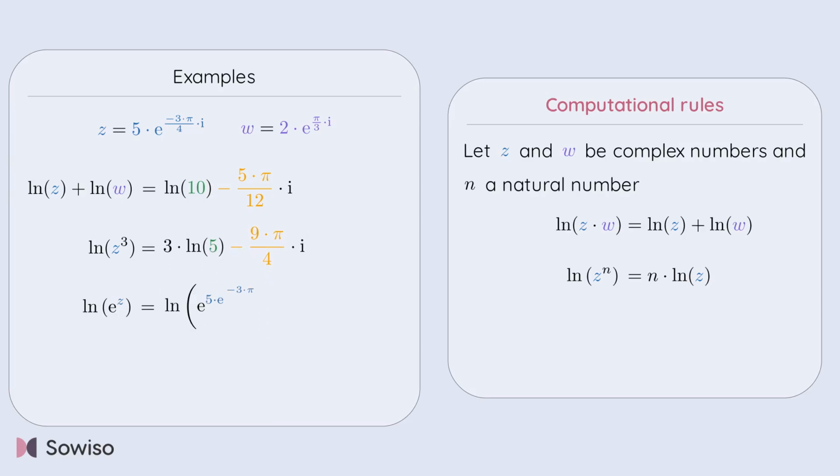Finally, let us calculate the logarithm of e to the power of z. We use the rule that the logarithm and the exponential function cancel each other. Therefore, we get 5 times e to the power of negative 3 pi over 4 times i.